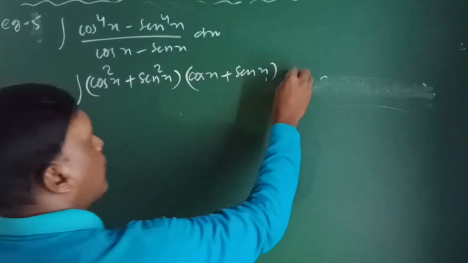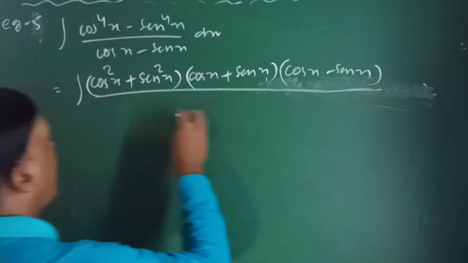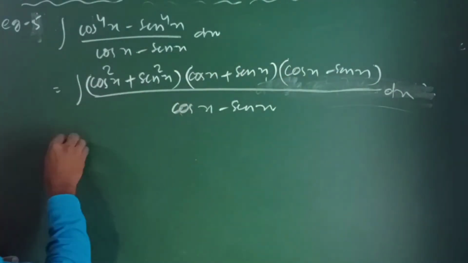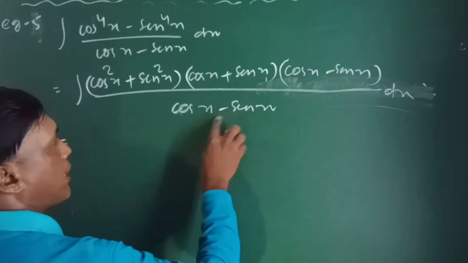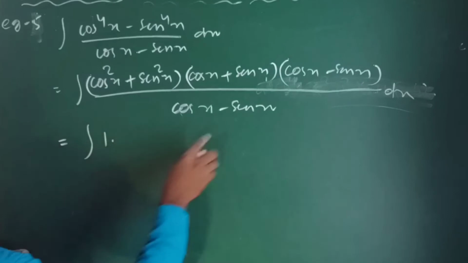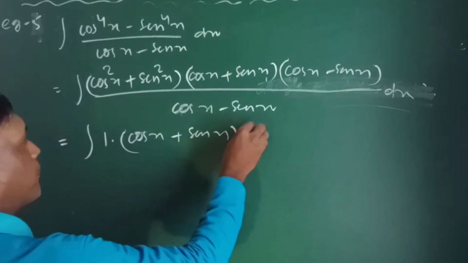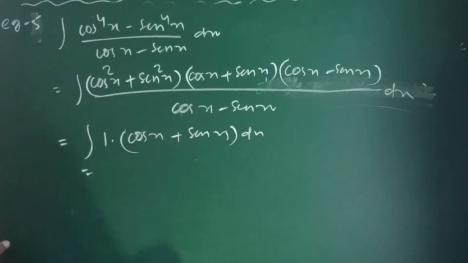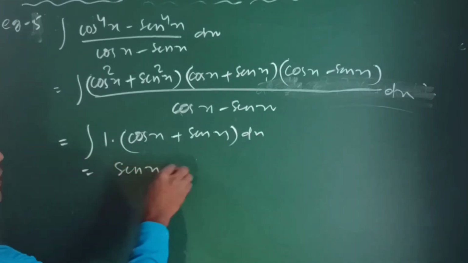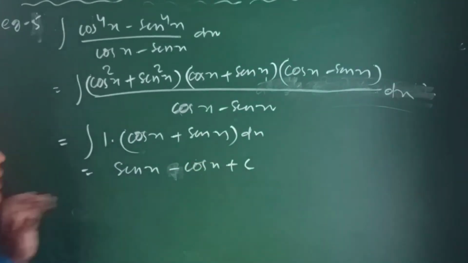A minus b is here cos x minus sin x whole divided by, you have to apply this is cos x minus sin x. Look at here, we can cancel the equal term cos x minus sin x, and here remains cos square x plus sin square x is 1, and this is 1 into this term cancels and remains cos x plus sin x. Now you can apply here the addition formula. The integration of cos x is sin x plus integration of sin x is minus cos x plus c is the integration.